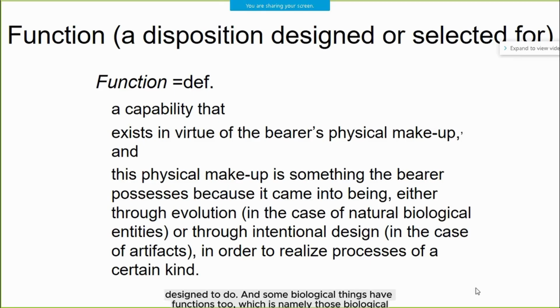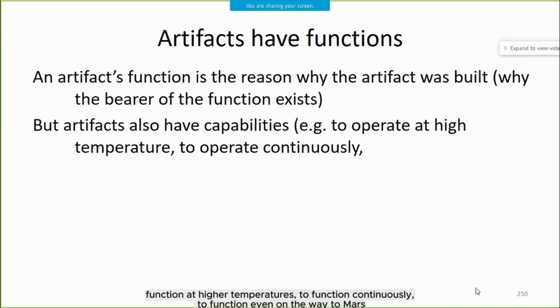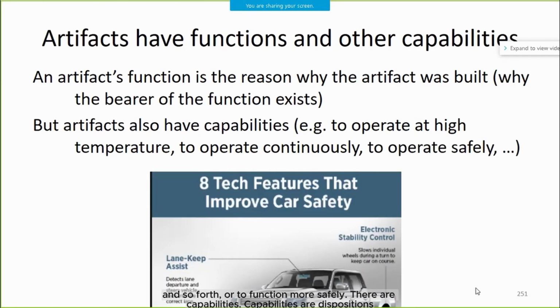And some biological things have functions too, namely those biological things such as organs and systems in the body, the digestive system. They exist because evolution created things to do that thing. So parts of organisms can have functions, but whole organisms typically do not have functions. Now, artifacts have function. They also have capability to function at higher temperatures, to function continuously, to function even on the way to Mars, and so forth, or to function more safely. Capabilities are dispositions that entities have which bring benefits, but which only in some cases are functions. In other cases, they just come along for the ride.